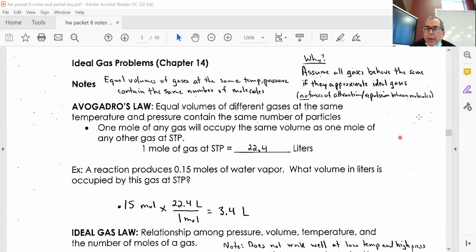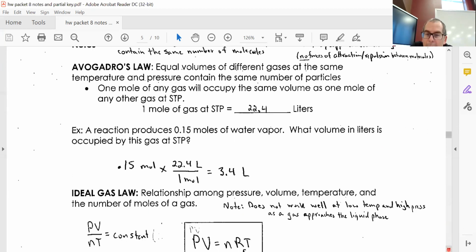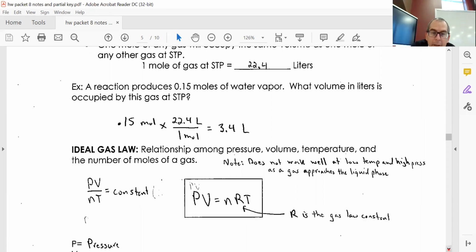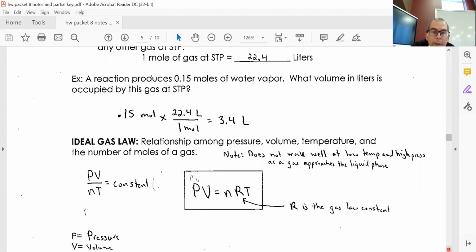Now, why does this work, that all gases are essentially behaving the same? We know gases are far apart. So the assumption is all gases behave the same, and they approximate what we call an ideal gas because there's no attractive or repulsive forces between the molecules. Why? Because they're so far apart. Okay, now let's say you lower the temperature and the gas approaches a liquid, or raise the pressure and the gas approaches a liquid. Then the ideal gas law doesn't work so well. But under most conditions, the ideal gas law works well as a model, probably 99+% accurate in the cases we use it for.